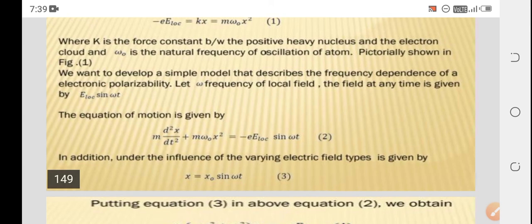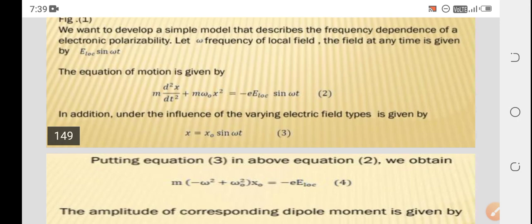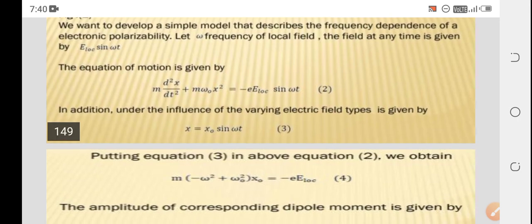We want to develop a simple model that describes the frequency dependence of electronic polarizability. Let omega be the frequency of the electric field. The field at any time is given by E local sine omega t. The equation of motion is given by m d square x by dt square plus m omega naught square x equal to minus E local sine omega t, which we take as equation 2.